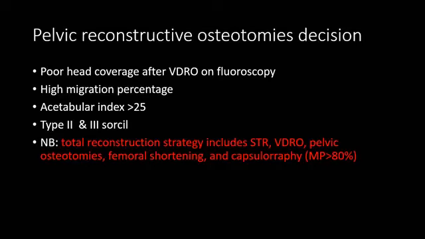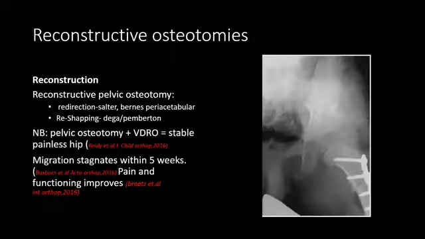Note that reconstruction strategies may include all of them: soft tissue release, varus derotation osteotomy, as well as pelvic osteotomies, femoral shortening, and capsulorrhaphy. That's what is called the total reconstruction strategy, and more so for a migration percentage of 80% and above. Reconstructive osteotomies, what are these?